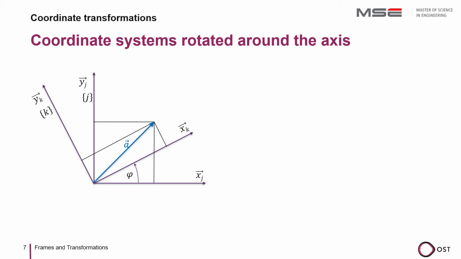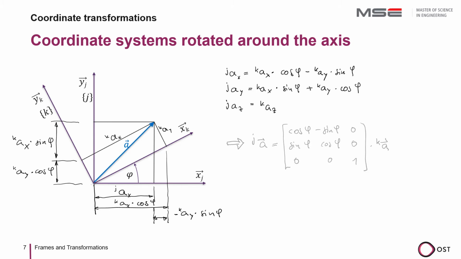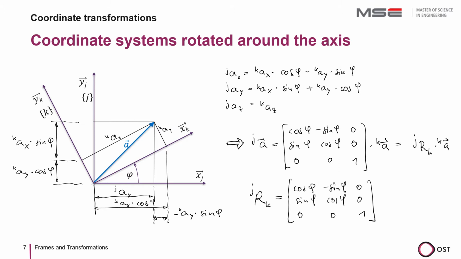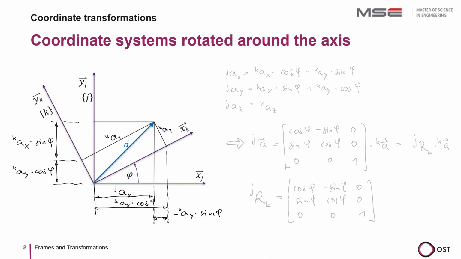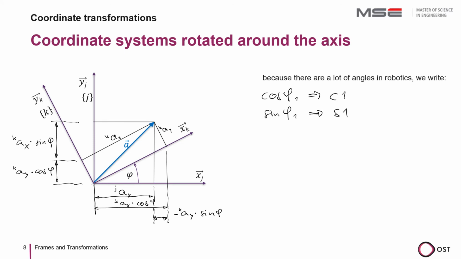One can derive this simply by projecting the vector A in J. For this, one projects A first on the x-axis of J and afterwards on the y-axis of J. AZ remains equal. If we factor out the R matrix, we obtain the rotation matrix by a fixed angle phi. In robotics, these rotation matrices are used very often, which is why we always replace the angle functions with letters for a more compact notation.